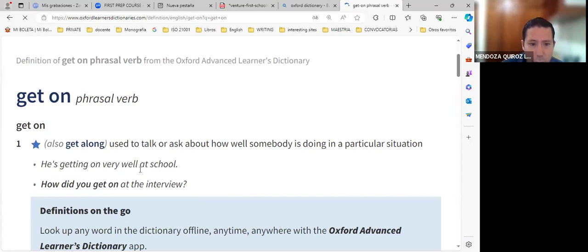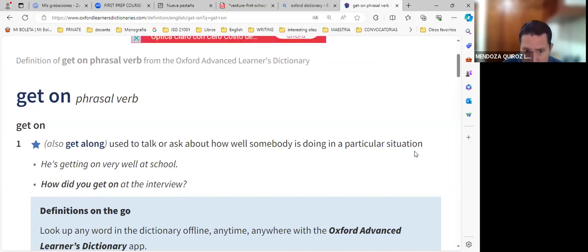Used to talk or ask about how well somebody is doing in a particular situation. No, so let's suppose that you finish school and you start university. So probably your parents or uncles and aunts will ask you, how are you getting along? Or how are you getting on? No, if you are making friends, your relative is asking you if you're making friends, no.